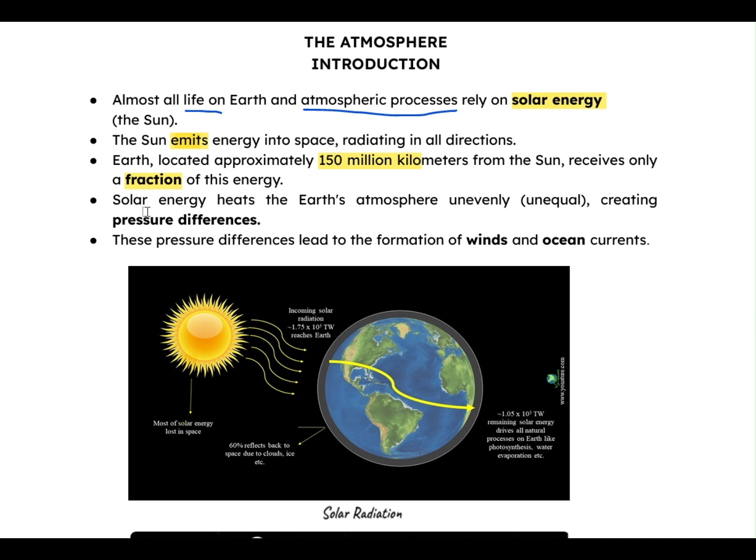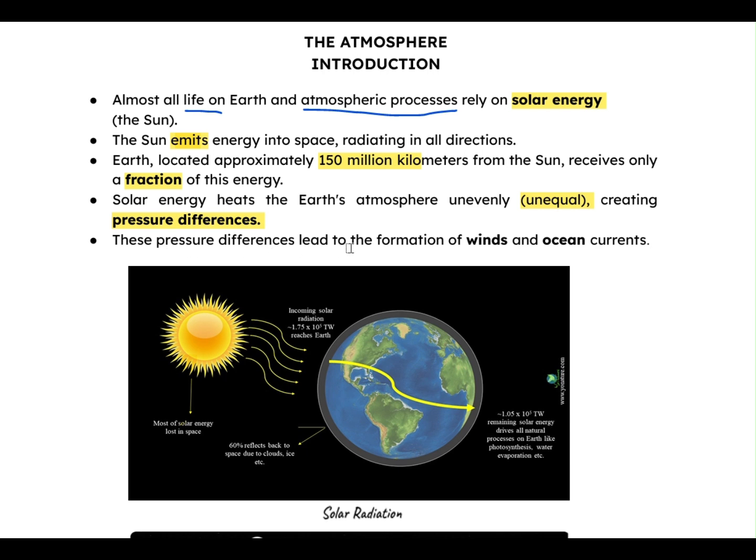Moving forward, solar energy hits the earth's atmosphere unevenly, another way of saying unequally, and that very unequal heating of the earth creates what are called pressure differences. Now, this concept is very important as we're going to explore it in future lessons. Pressure differences basically mean some areas are having high pressure, meaning that they are colder. Some other places are having low pressure, which means they are hot. That is the understanding.